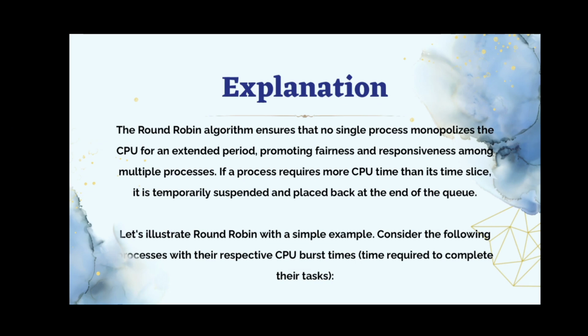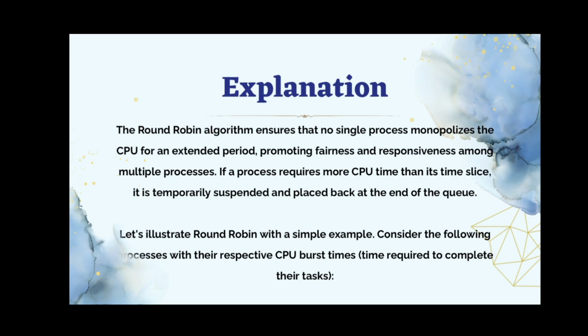Here is the explanation of the round robin algorithm. The round robin algorithm ensures that no single process monopolizes the CPU for an extended period, promoting fairness and responsiveness among multiple processes. If a process requires more CPU time than its time slice, it is temporarily suspended and placed back at the end of the queue.